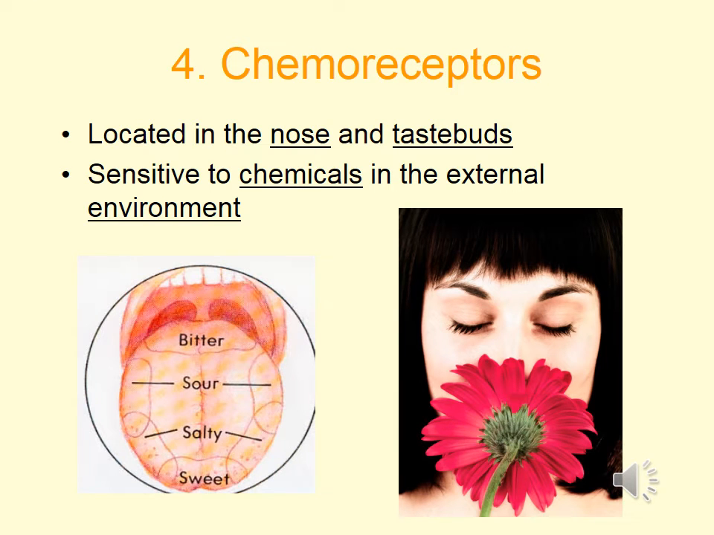Number four is chemoreceptors. They're located in the nose and taste buds. They're sensitive to chemicals in the external environment. So you have your tongue that allows you to taste bitter, sour, salty, and sweet. And then you have chemoreceptors in your nose that also allow you to smell chemicals in the environment. They can really help you get a gauge for what is good, what's bad, and what you should just spit out because it's bad, or a smell that tells you something is rotten is very useful in avoiding rotten things and poison.